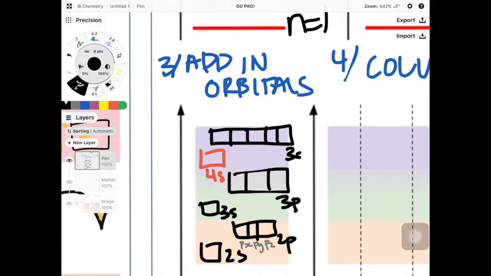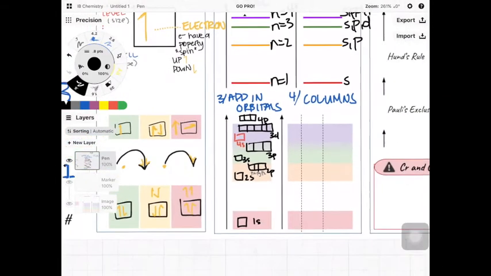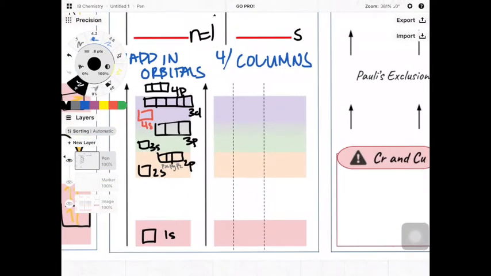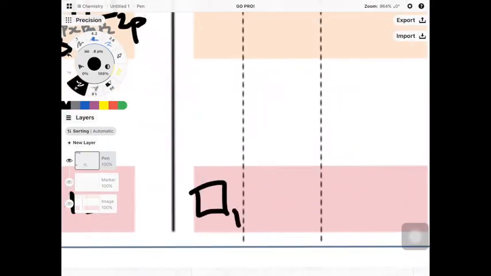So this is a little bit tricky. You have to remember that 4s comes before 3d in your orbital diagrams. Okay? The last step that we do is we separate these orbitals based on their sublevels. So we're going to put our S all the way to the left, our P in the middle, and our D all the way to the right.